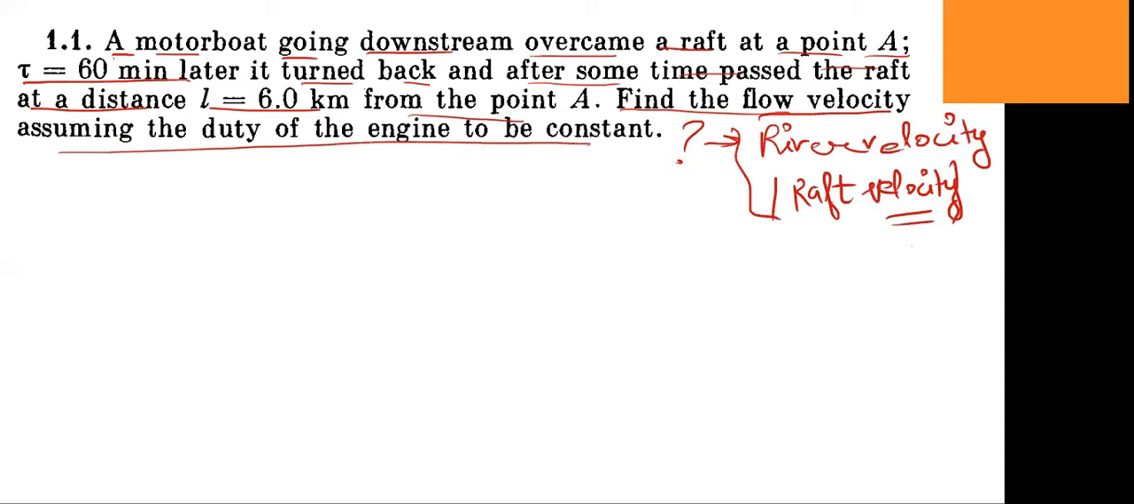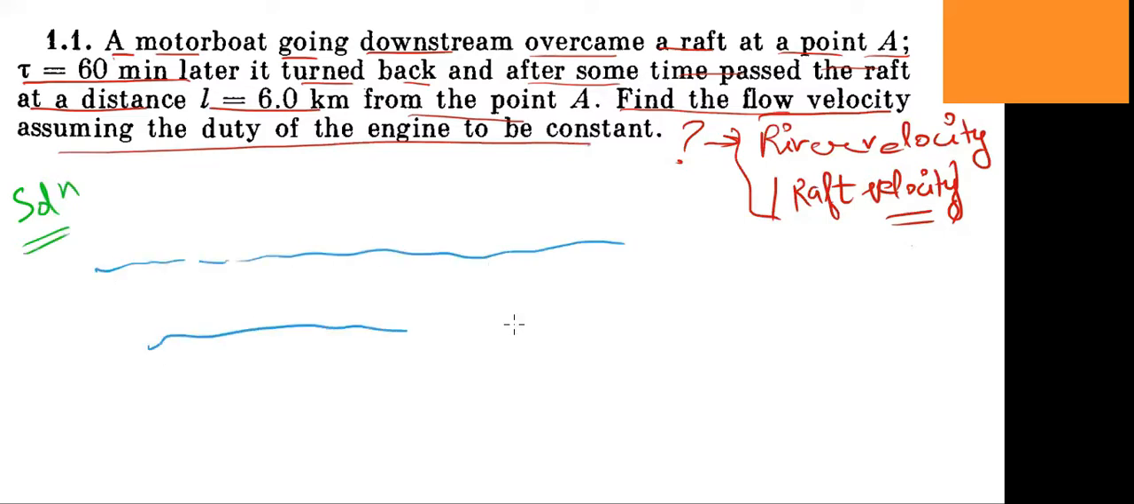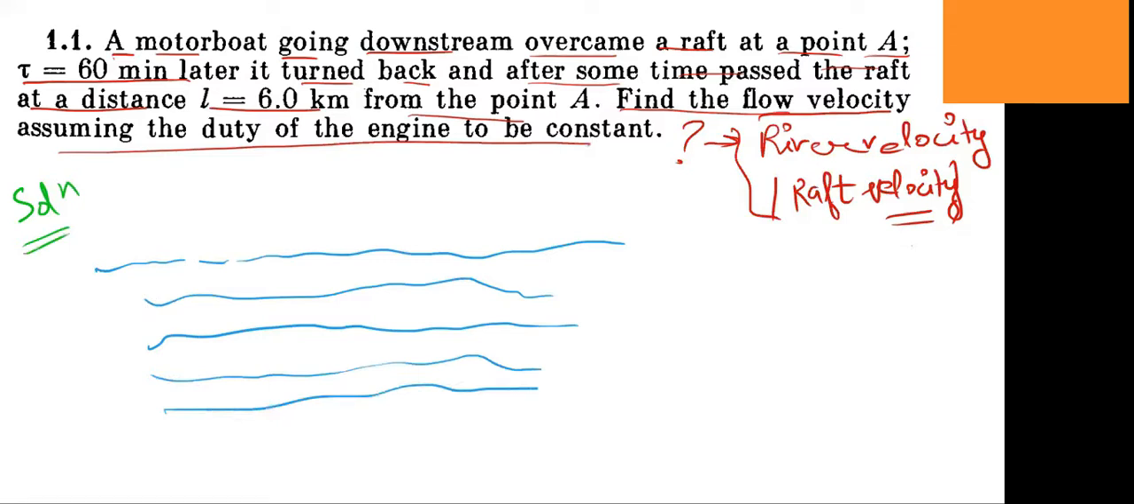So let me change the pen. Okay, so this is the solution here. I'm drawing it. This is a river here, and this is the boat. Suppose it has its own engine. It's a motorboat. Suppose its velocity is v.